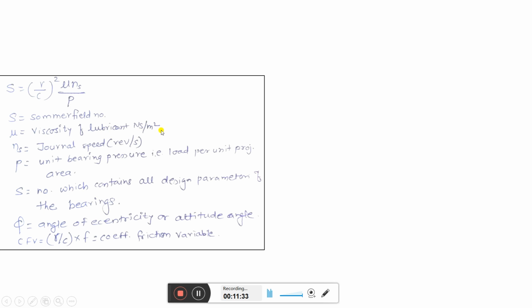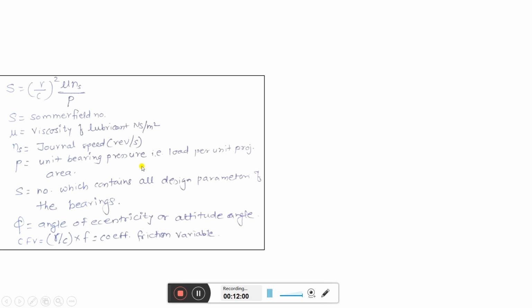Newton second per meter square. Now here Newton per meter square is Pascal, so Pascal second is another unit of the mu. So there are two viscosities, one is kinematic viscosity and the second one is dynamic viscosity. Mu is nothing but the dynamic viscosity, viscosity of lubricant in Newton second per meter square. Ns is nothing but the journal speed in revolutions per second, not in RPM.